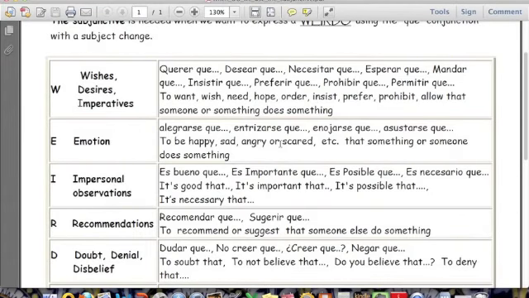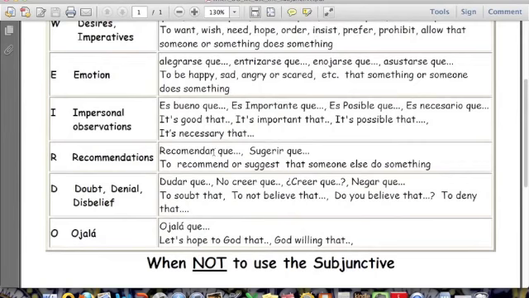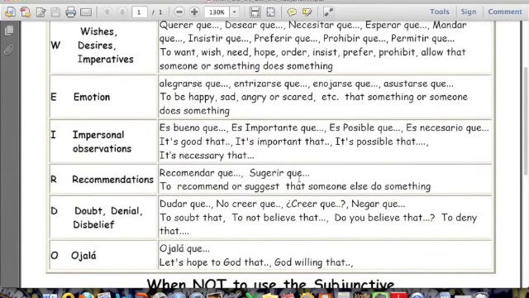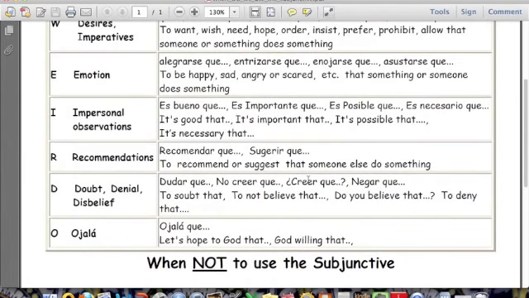Impersonal observations. This is the one that people find tricky. Impersonal observations is when we don't have a particular subject. It's a general statement. It's good, it's important, it's necessary, it's possible, it's wonderful. Recommendations and requests: recommend, suggest, to need, where that's in desires, that can also fall into recommendations or requests. Doubt, denial, and disbelief. This one's an easy one to remember. To doubt is dudar, to not believe is no creer. If creer is in a question form, then it would be followed by a subjunctive, and negar is a word that means to deny. And then finally, ojalá.